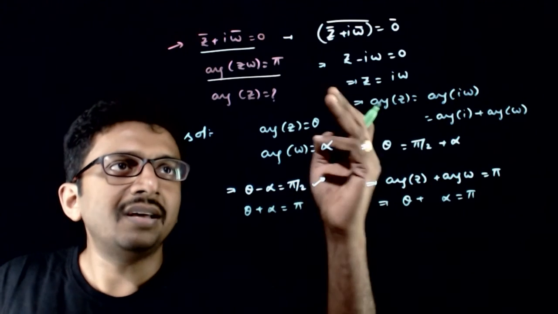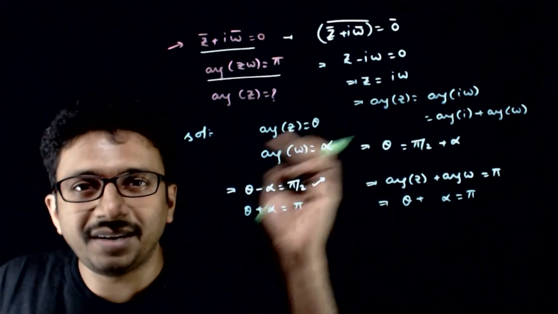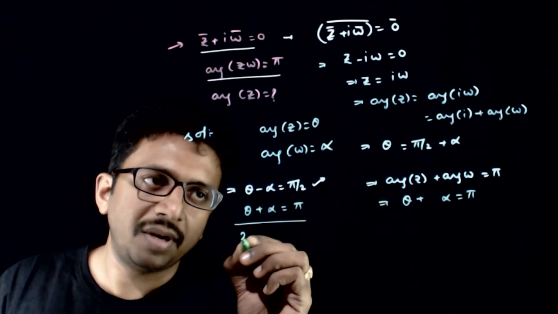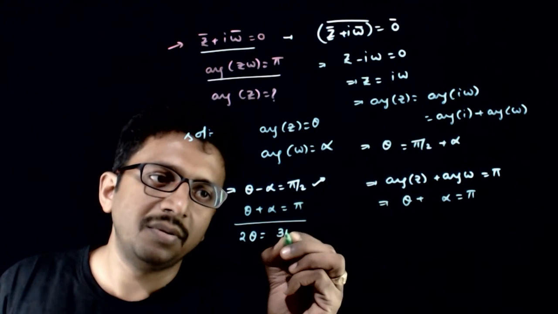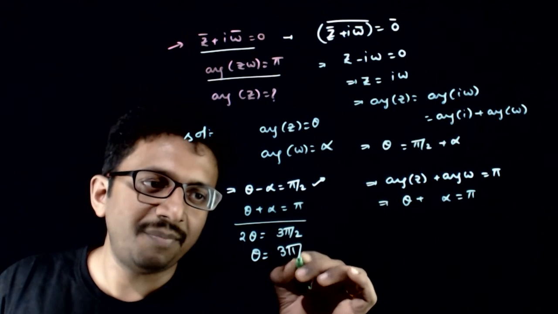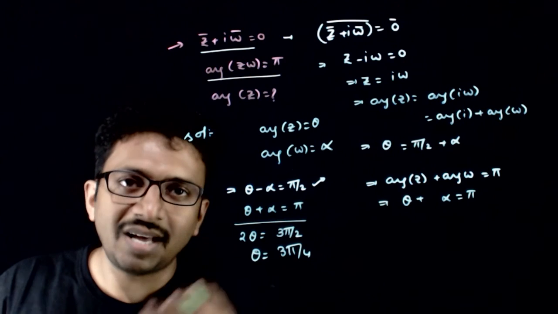Now you are asked to find argument of z, that is, you are asked to find theta. So let us try to eliminate alpha. If you add these two, you get 2 theta is equal to 3 pi by 2. So theta is equal to 3 pi by 4. So this is the answer to this question.